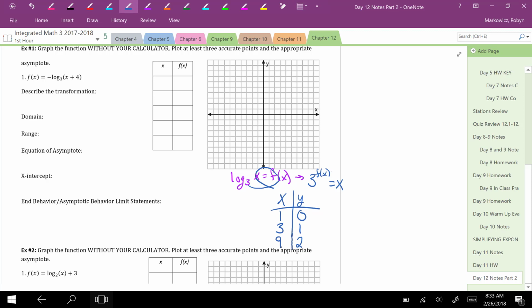Who can tell me a transformation we have? Left 4. When I shift left 4, what does that affect? Your x's or your y's? X's. So I'm going to come to all my x values and subtract 4. I'm just going to write this in for right now. I'm not going to do any math. Do I have any other transformations? Reflect over the x-axis.